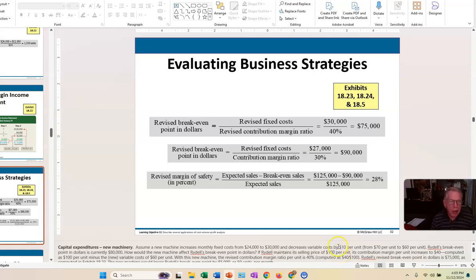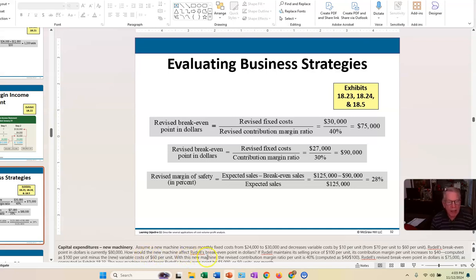So was that a good idea? From $60. So Rydell's break-even point is currently 80,000 because it went up from 70,000 to 80,000. So how would that new machine affect Rydell's break-even point?